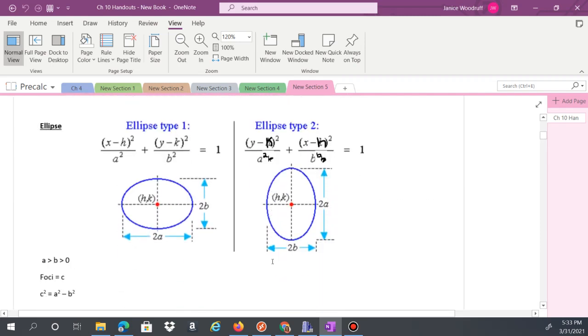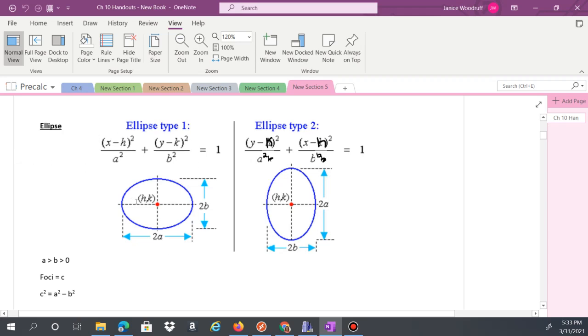And here we go. So just look at your equations for your ellipses. Notice here you've got x minus h squared over a squared plus y minus k squared over b squared equals 1. So it's just like the equation of a circle, except it's got a denominator that's not 1. So that's how you can tell for the ellipse.